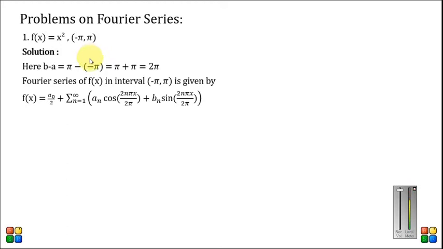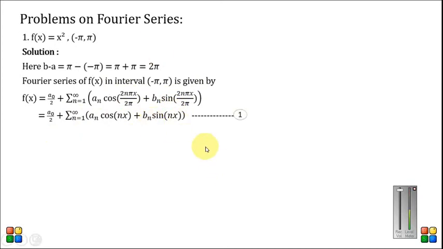So f(x) equal to a naught by 2 plus summation n equal to 1 to infinity of an cos 2 n pi x upon b minus a. B minus a here is 2 pi, right? Thus we have solved the value, and plus bn sin 2 n pi x upon b minus a, which is 2 pi, right? So after solving this, we get a naught by 2 plus summation n equal to 1 to infinity of an cos nx plus bn sin nx, because 2 pi will be cancelled by 2 pi.